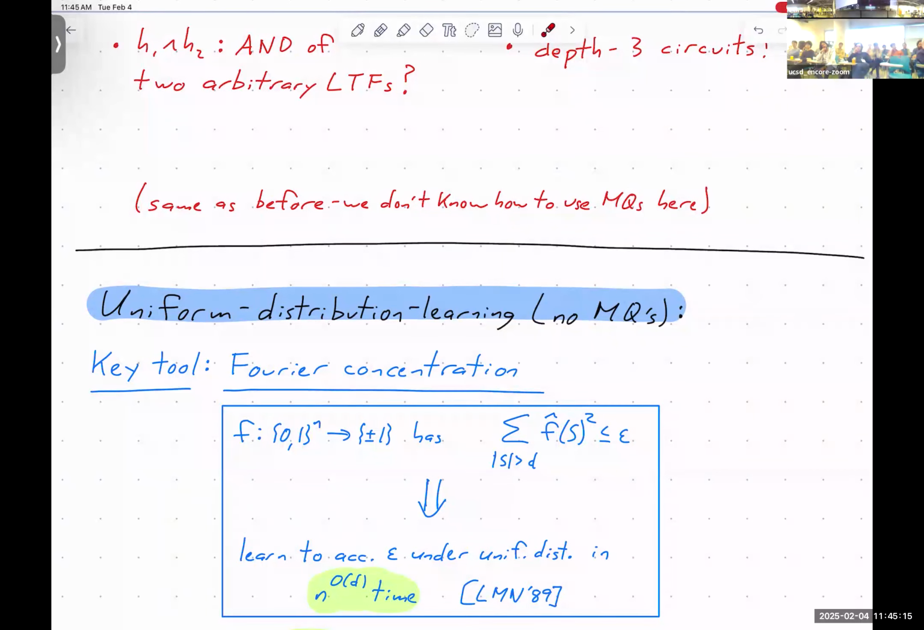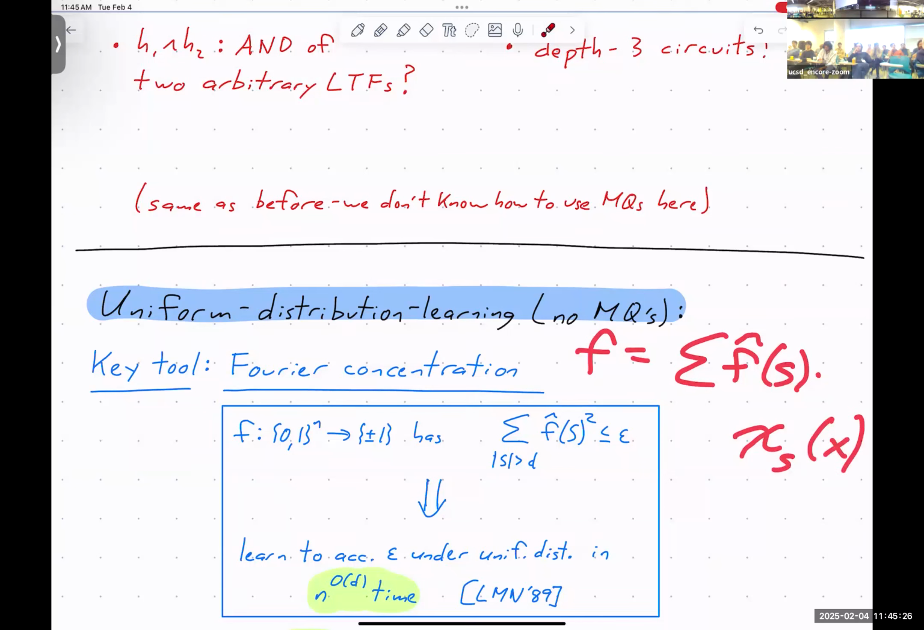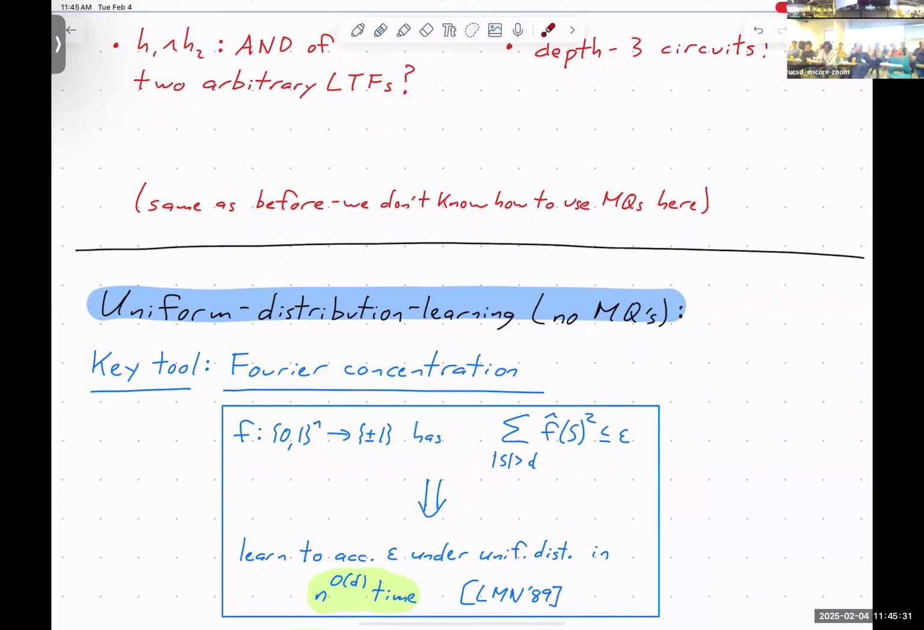If you're not familiar with the Fourier notation, this probably isn't going to do much for you, but if you are, we write our Boolean functions as f equals a sum of Fourier coefficients times basis functions. If most of your Fourier weight, where for a Boolean function the sum of the squares of the Fourier coefficients, the total Fourier energy, is 1, if 1 minus epsilon of that weight is on low degree coefficients of degree at most d, or at most epsilon weight above degree d, then you can learn to accuracy epsilon.